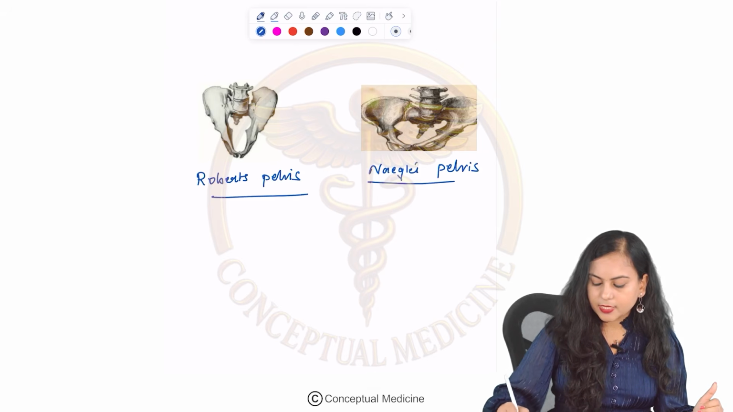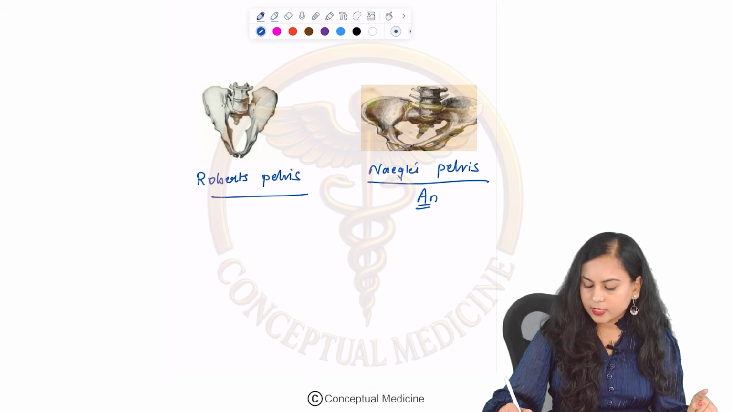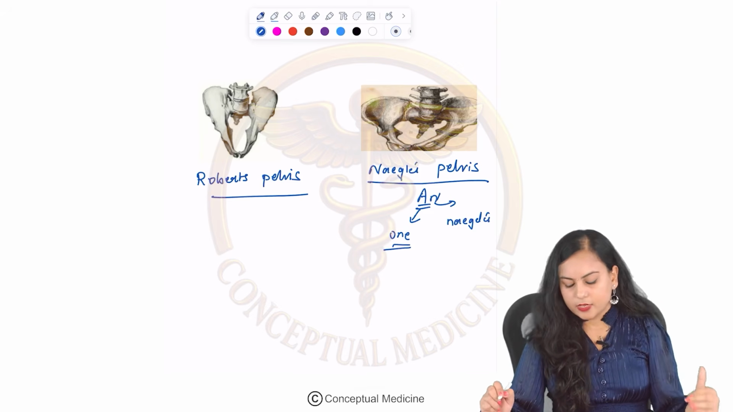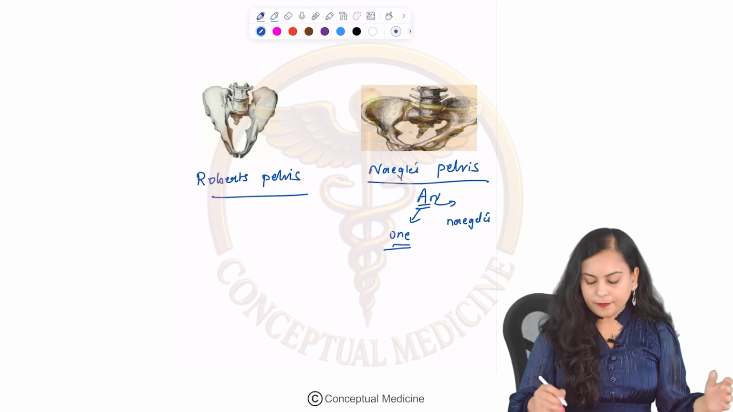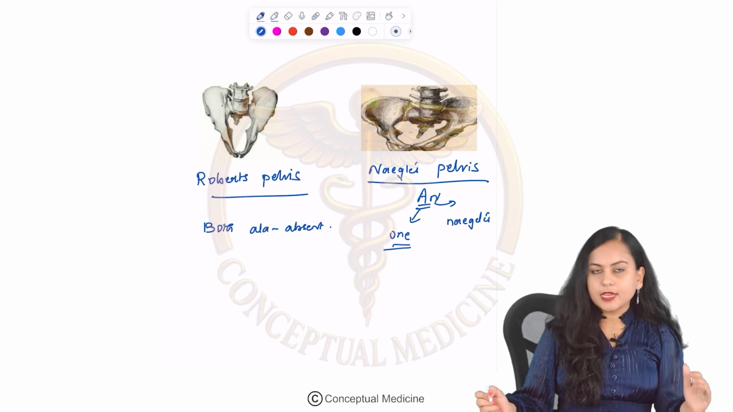Naegele's pelvis means an ala is absent, so it is single. One ala of the sacrum is absent, and that is going to be Naegele's pelvis. Obviously, Robert's pelvis will have both alae absent. Both alae of the sacrum are going to be absent.